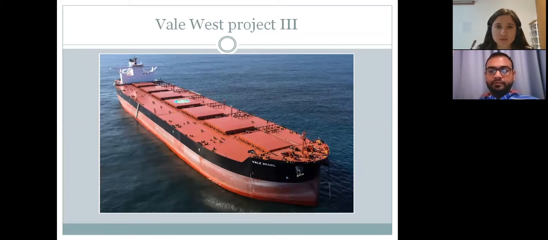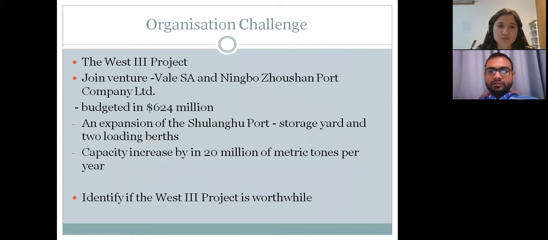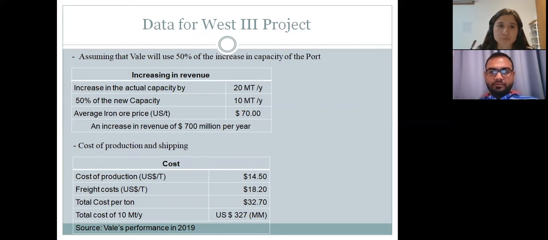Okay, so we're talking about the Way West Project 3, which is a joint venture between Vale and Nimbu Port Company. The idea of the project is to expand the actual project and build a new storage yard and two loading berths. And this project will increase the actual capacity of the port by 20 million metric tons per year. And the case study is to identify and analyze if the project is worthwhile for Vale.